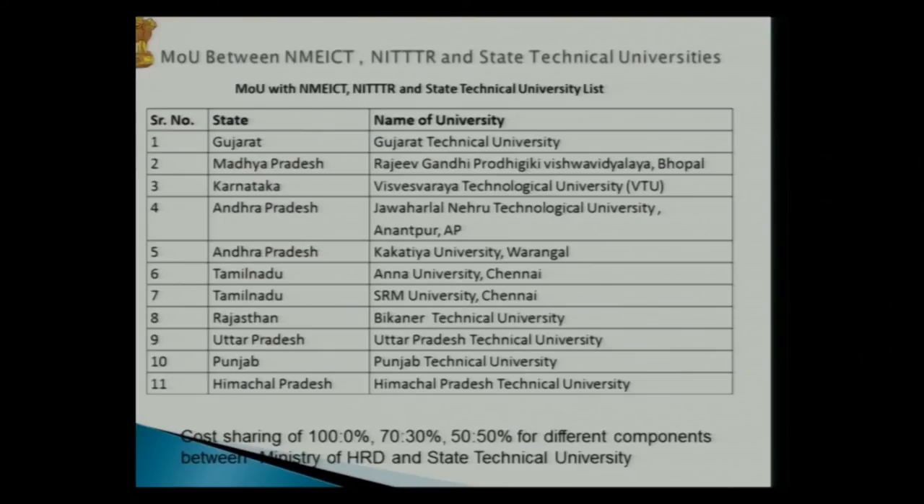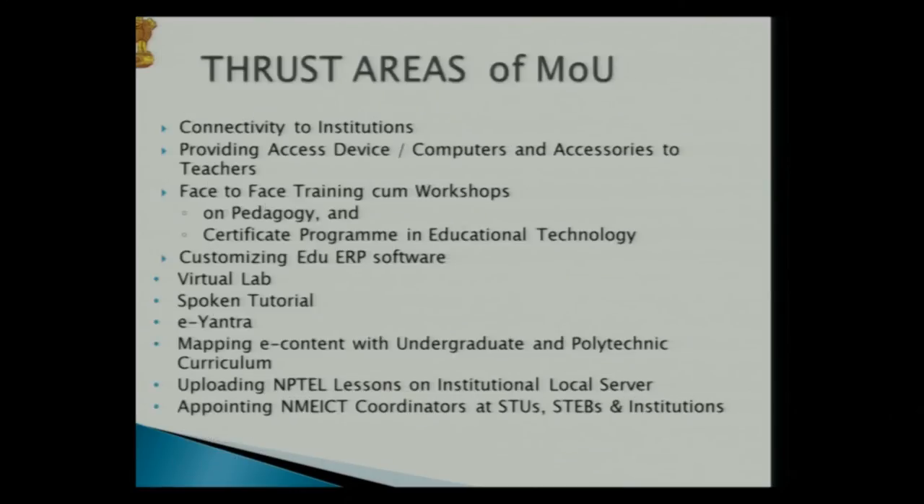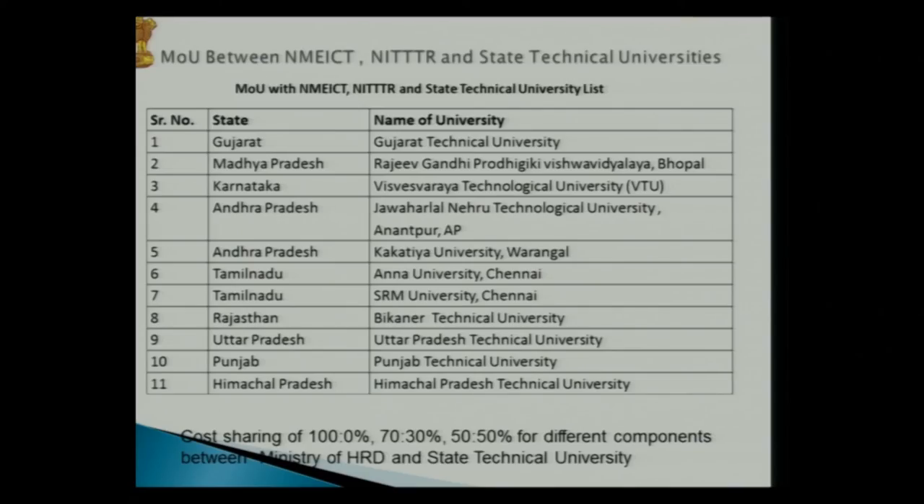And what we are saying in that is that there are different types of blocks or projects or activities which you have to take up in this project. Some we will fund 100% from Government of India. In some, there will be funding of 70% from Government of India and 30% from the State Technical University, and for some, 50% from Government of India and 50% from the State Technical University. Go back. These are the names of the 11 State Technical Universities with which we have already entered into MOU last month. Next.